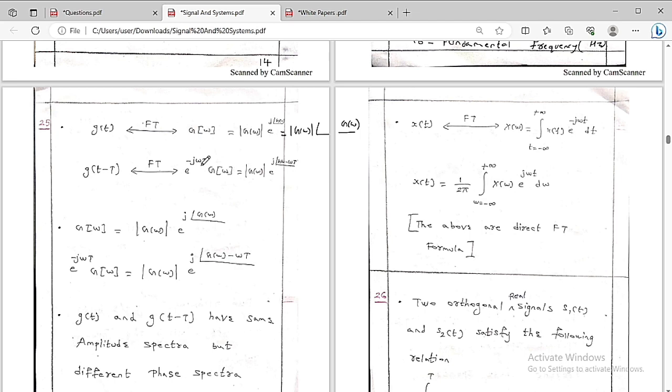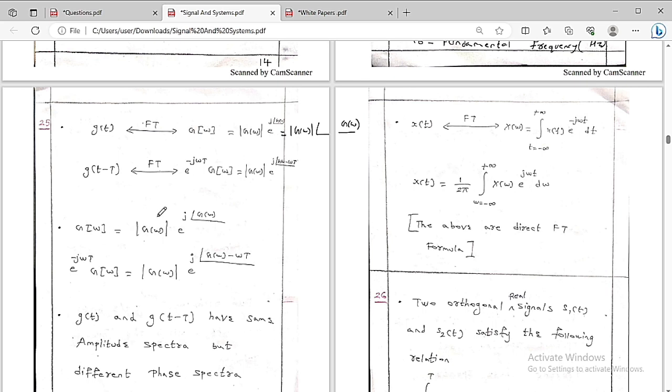And what is the phase angle? The phase angle is the summation of these two phase angles: e to the power of j times the angle of G of omega plus minus omega T. This angle is minus omega T. So now, if you see clearly, the magnitude spectrums are identical, but the phase spectrums are different. Here it is only the angle of G of omega, but here it is the angle of G of omega minus omega T.